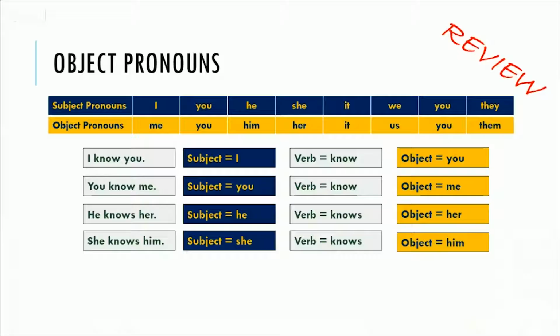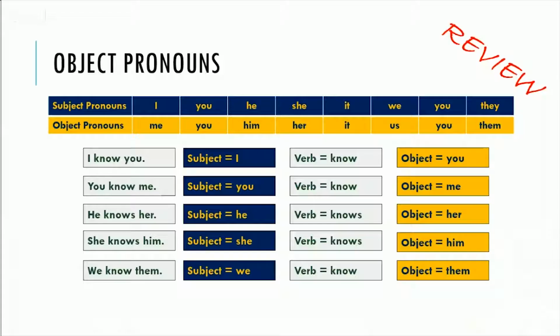All right? So thank you for that. So that's the knows with an S, third person singular. Now, the next one.